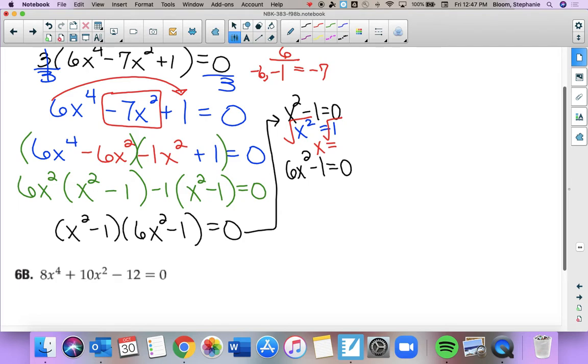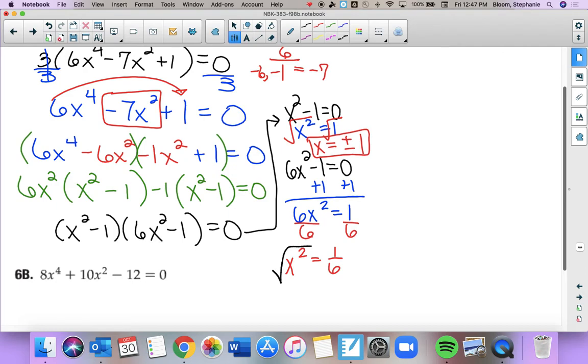X equals plus or minus. Yes, remember you have two answers when you do the x squared and you square root, right? I could plug in a 1 and square it and get 1. I could plug in a negative 1 and square it and still get 1. Okay, so there's two answers. I'm going to do the same thing here. I'm going to add 1. So I have 6x squared is equal to 1. I'm going to divide by 6. Leave it as a fraction. And then we're going to square root, right? Which means this.